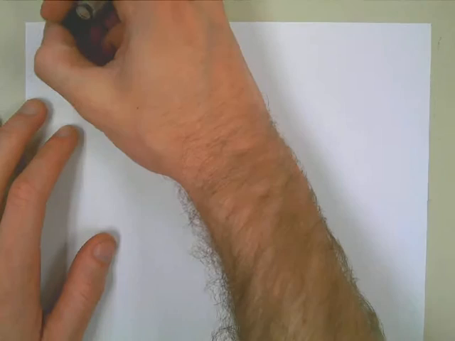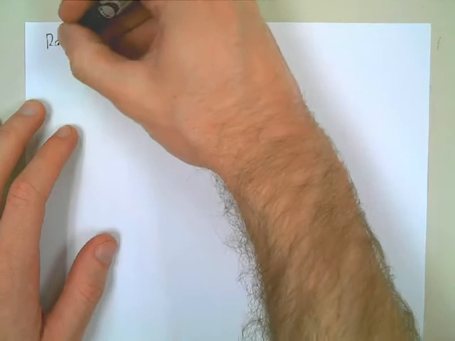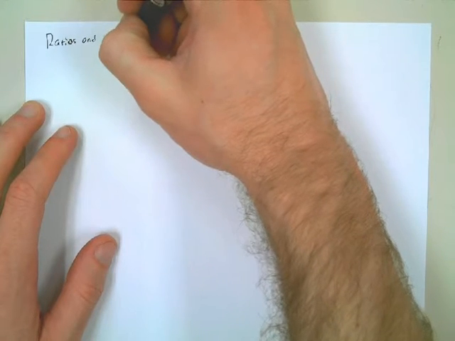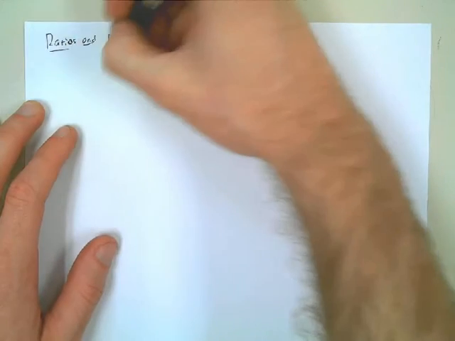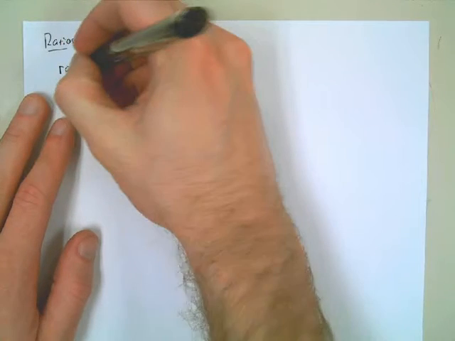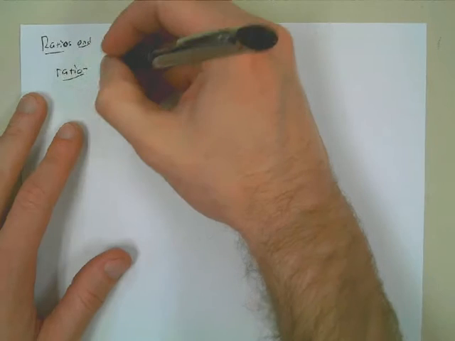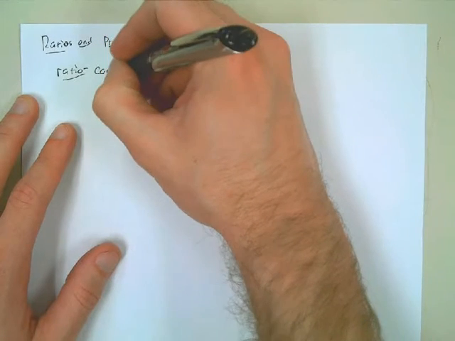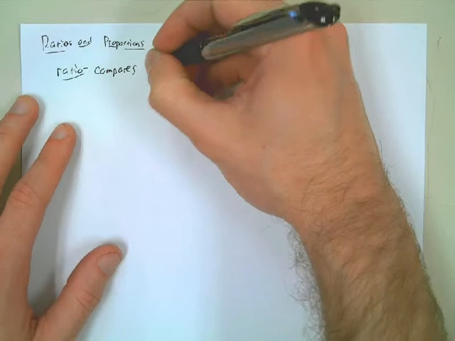So ratios and proportions, we're going to introduce this topic, but then use it to springboard into similar figures. All right. So a ratio, it's just a kind of a value, but it compares. It's used to compare two measurements or numbers.